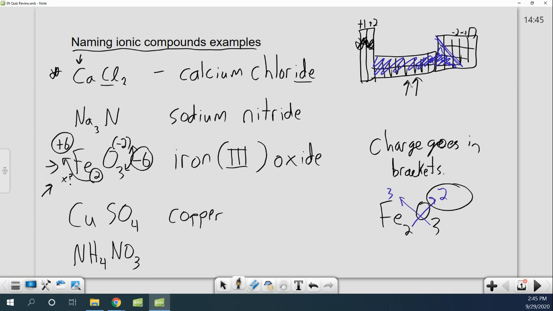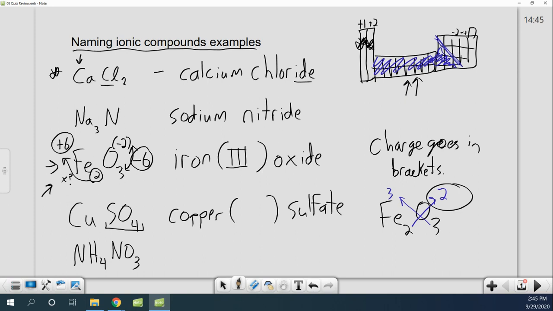Copper, again, transition metal. So I'm going to need to put the charge in, and it's paired with sulfate. Oh, now we got a polyatomic in here. I got S and O and 4. How do I know what the charge on that thing is? Well, to figure out the charge on that thing, you just use that polyatomic sheet. You'll be allowed to bring that with you to the quiz, to whatever test. You're going to need to have one with you, so don't forget it.